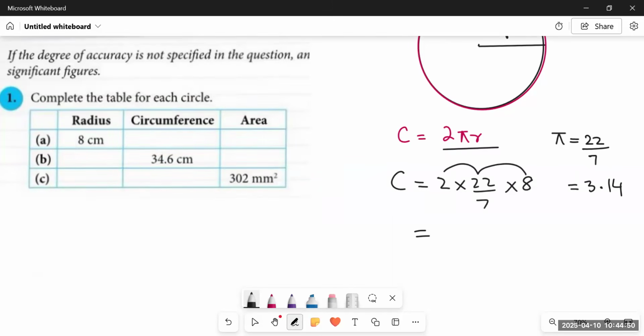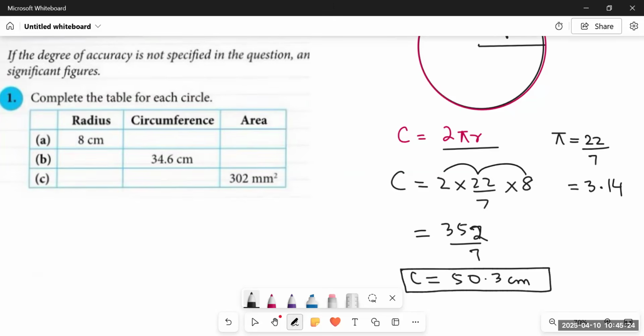We multiply all the numerators: 2 multiplied by 22 is 44, and 44 multiplied by 8 is 352. Next, we simply divide it by 7. So 352 divided by 7 gives 50.28, or you can write the answer to one decimal place. After rounding, it becomes 50.3 centimeters. So if the radius of a circle is 8 centimeters, its circumference is 50.3 centimeters.